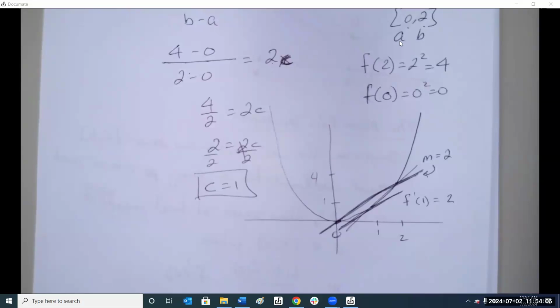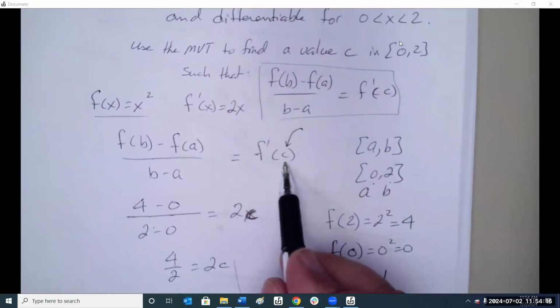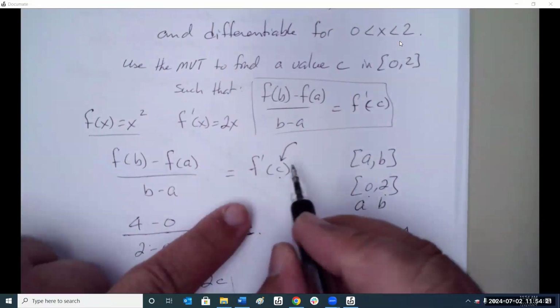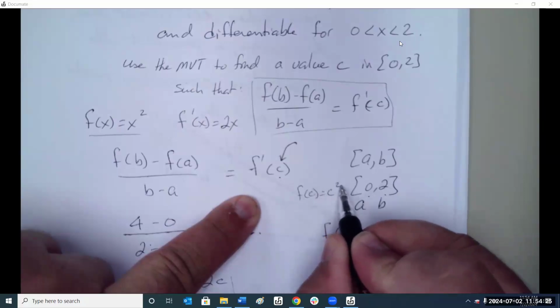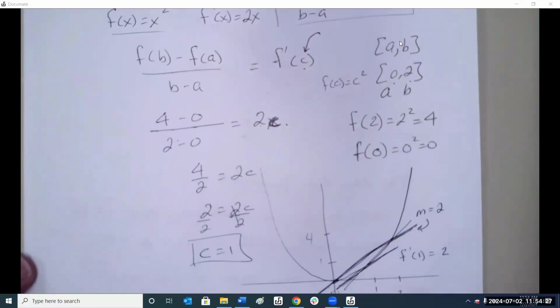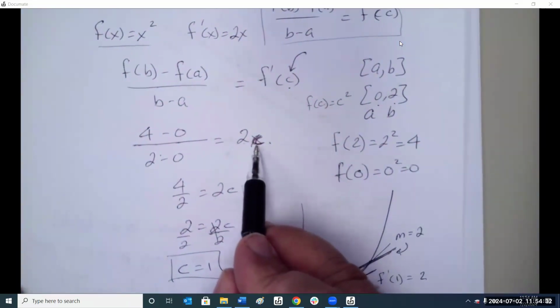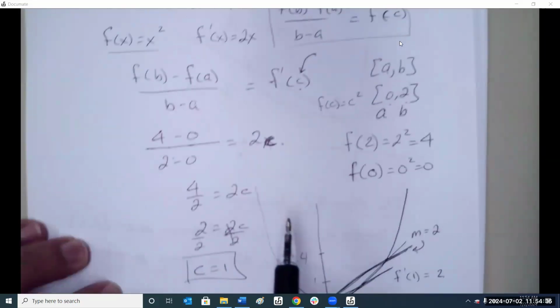Look at the very top of it. Because I'm looking for the first derivative at c, I'm looking for the value of c. So the function would be f of c equals c squared. You can call it anything you want to. I can call it horse if I want to. It's just that since I'm solving for the value of c, that's what I'm looking for.